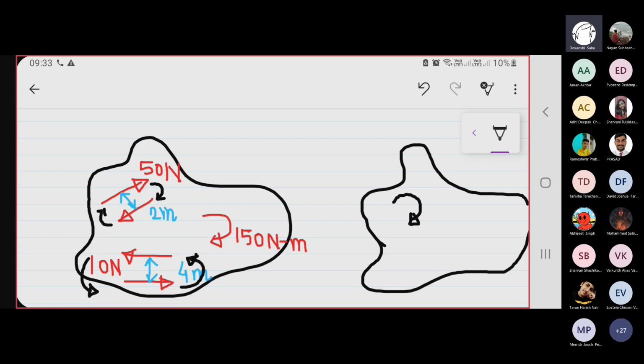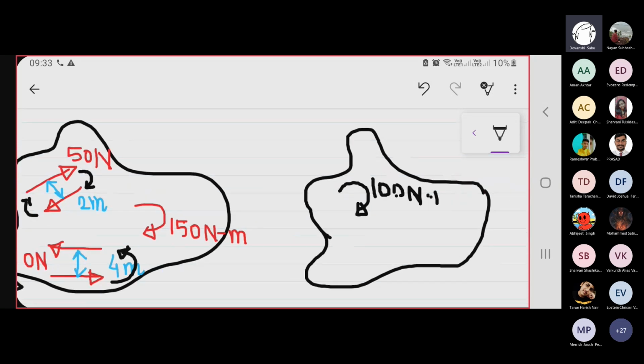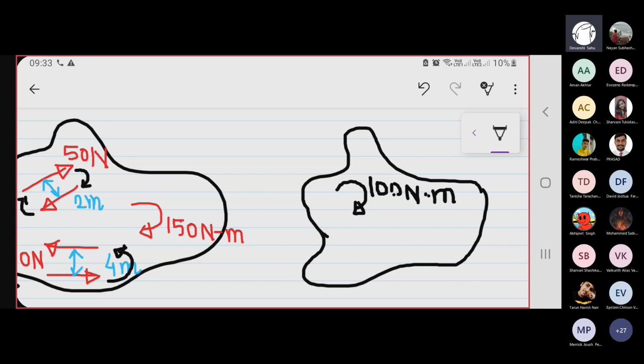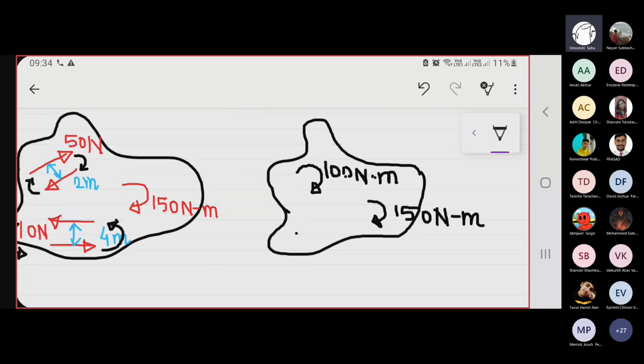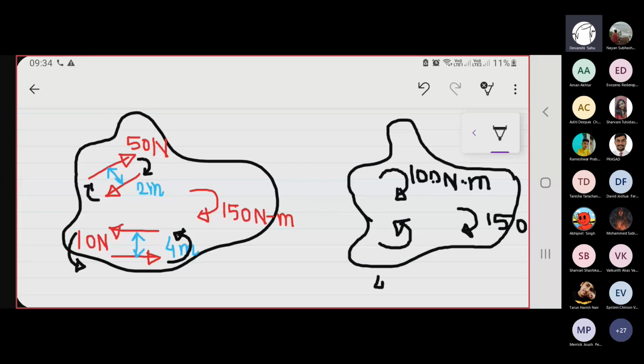50 into the distance between those two forces. So 50 into 2, 100 Newton meter. Already here 150 is there, na? 150 Newton meter. And last one is 10 into 4, that is 40 Newton meter. So we got all three moments.